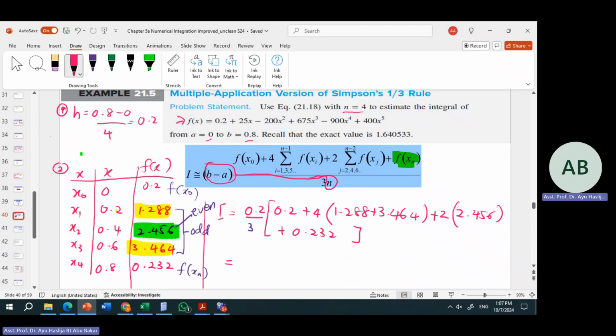I already bring 3 outside. Here, N, okay, B minus A over N is your H. This is your H. Okay, H over 3. Do you get 1.6235? Yes. Okay.